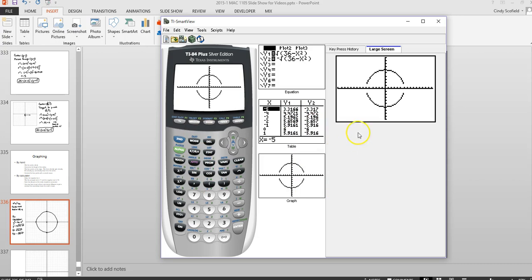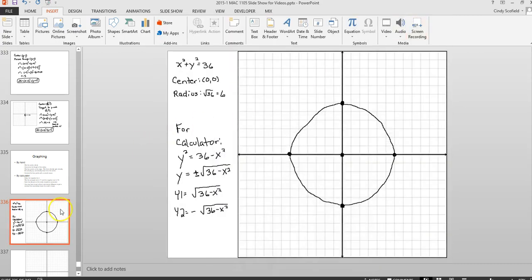Now, another issue you might notice is that it doesn't look connected right here. That's a limitation of the calculator. It doesn't mean you've done anything wrong. Mathematically, this is a complete circle connected here. It's just the way the pixels work, the calculator is not able to finish sketching between here and here. So you need to be aware of that when you're using your calculator. Some of you have newer versions and it will connect the dots. Great, good for you. But for those of you who have older ones, you're going to have the same problem I'm having, just to warn you. But there you go. That's how it goes in the calculator.